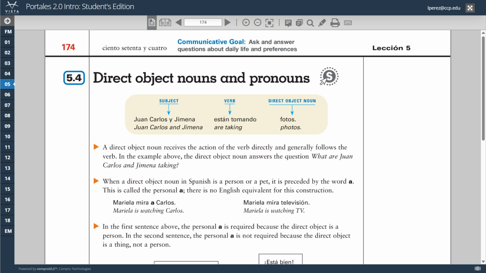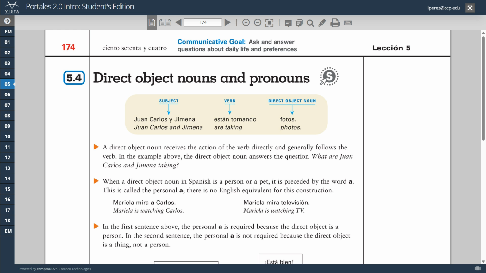In Spanish, this is more flexible, and in questions, definitely the subject moves around a lot more. However, we still have these elements even if they're not explicitly stated. For example, here we see that Juan Carlos y Jimela is my subject. They do the action. They are taking the photos. Están tomando las fotos. Now, the object is the photos. It's what they are taking.